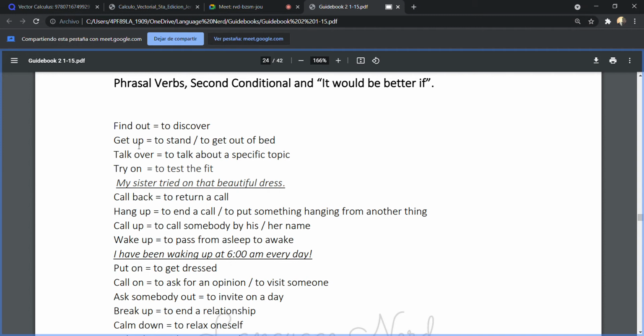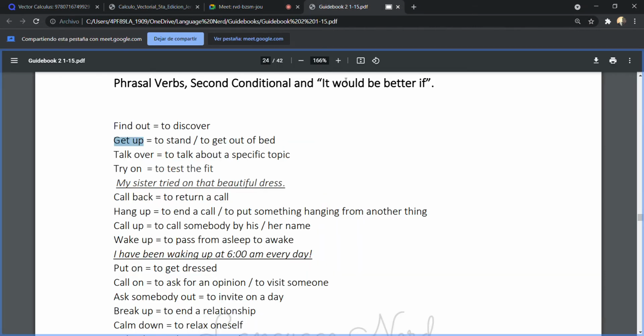Then you have get up. Por ejemplo, get up, si se acuerdan haberlo utilizado alguna vez, ¿no? ¿O no? ¿Qué significa get up? Levantar. Ajá, exacto, cuando se levanta, ¿no? Por ejemplo, de la cama. So, that's the meaning, to stand or to get out of bed. So, you can say, today I got up at 10.